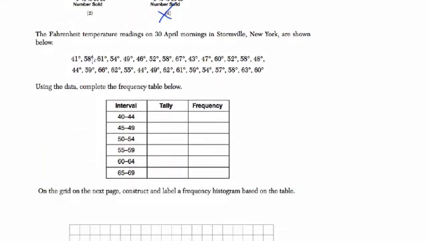Last problem. Oh boy. The Fahrenheit temperature readings are here. Okay, construct a frequency histogram based on the tables. So we're literally just counting these. I think I can make it for time, although I'm probably going to make a mistake here. I usually do. 40 through 44.